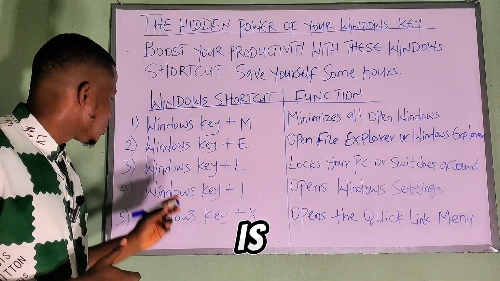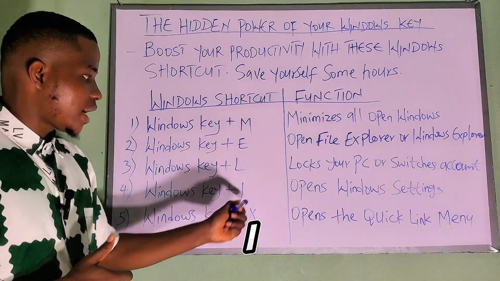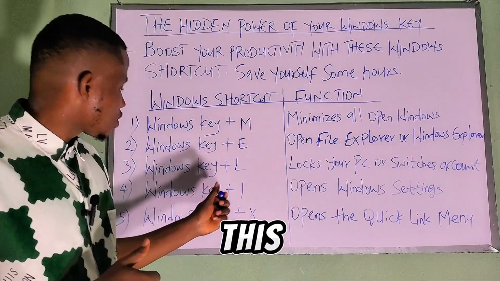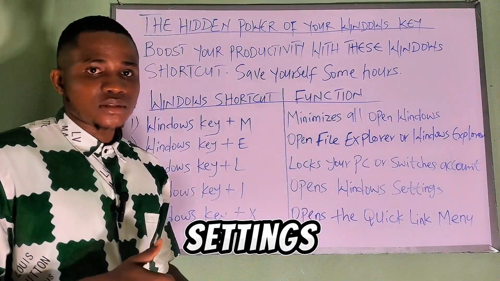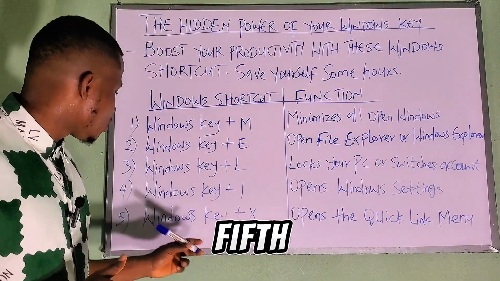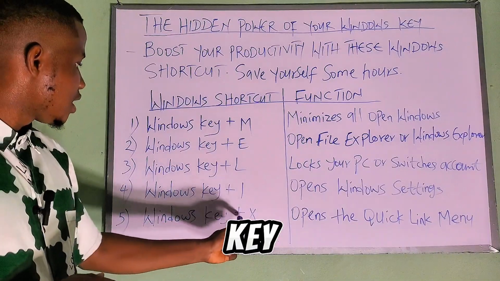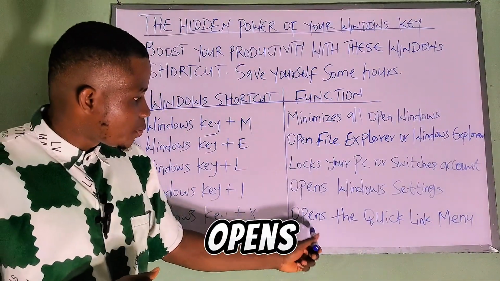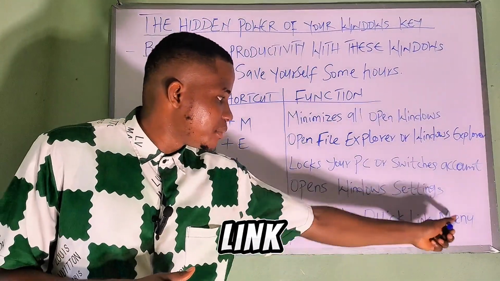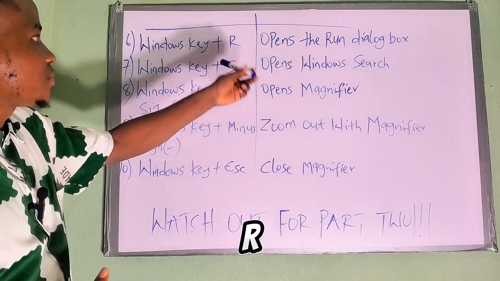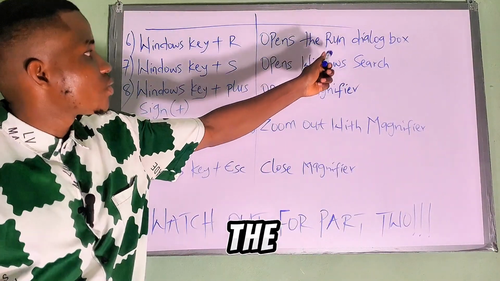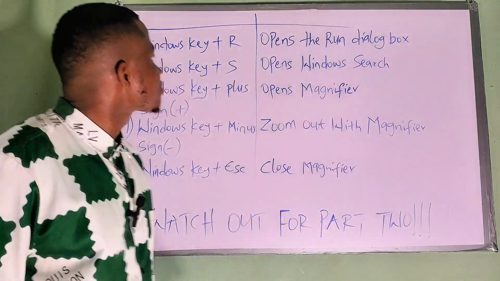Now the fourth one is Windows key plus I. With this shortcut, you can quickly open your Windows settings. So the fifth one here is Windows key plus X. This one opens the quick link menu. Sixth one is Windows key plus R. This one opens the run dialog box.